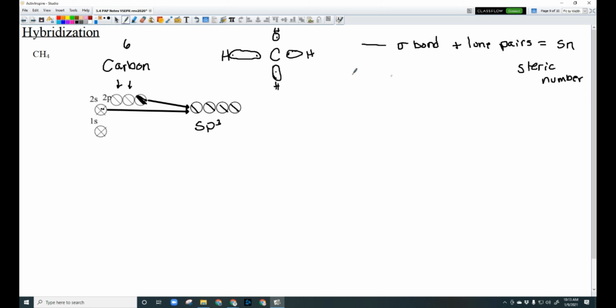With this, we have 4 sigma bonds. We have no lone pairs, so that's going to be a steric number of 4. So we're going to need all 4 of these hybrid orbitals to hybridize to give us an sp3 hybridization, 1 from the s and 3 from the p. So this carbon right here is what's called an sp3 hybridization.